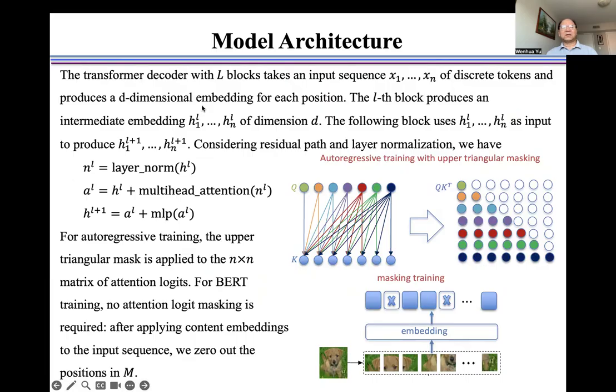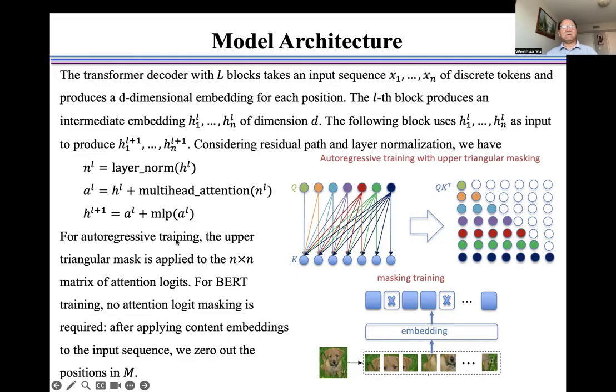The transformer decoder with L blocks takes the input sequence x_1 to x_n of discrete tokens and produces a d-dimensional embedding for each position. The l-th block produces an intermediate embedding h_1^l to h_n^l of dimension d. The following block uses this h as input to produce h^(l+1). Considering the residual path and layer normalization, we have these updated equations.